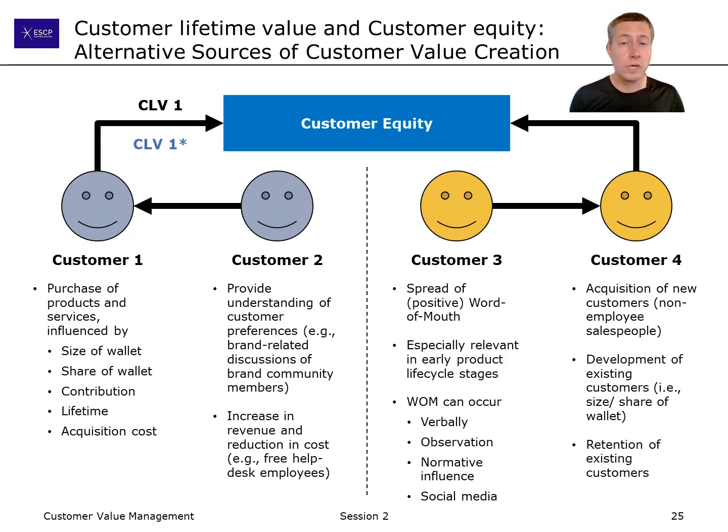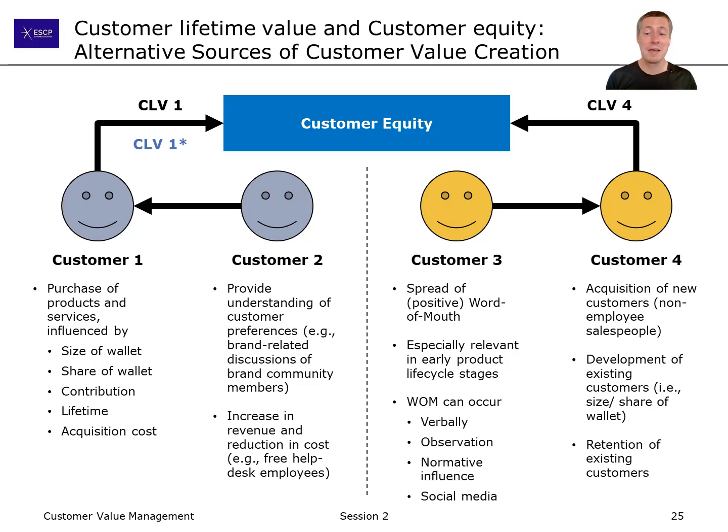Customer 3 only spreads word of mouth. Customer 3, we assume for a moment, doesn't buy him or herself. So very similar to customer 2, the CLV of customer 3 is 0. However, customer 3 impacts other people. Customer 3 impacts customer 4. And customer 4 may become a customer of the firm, so there may be acquisition effects. Customer 4 may start to buy products that he or she would never have purchased otherwise, because customer 4 has been exposed to word of mouth about those products from customer 3.